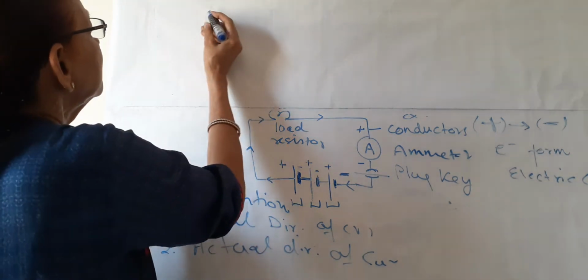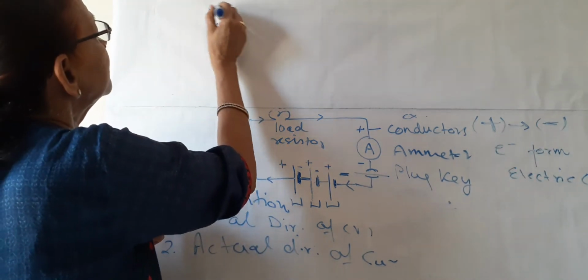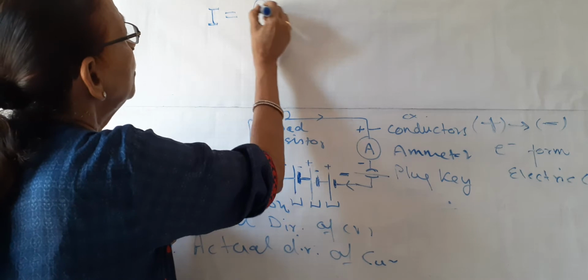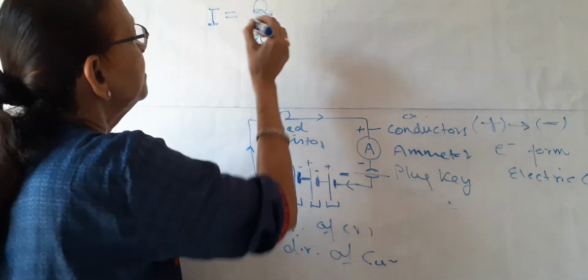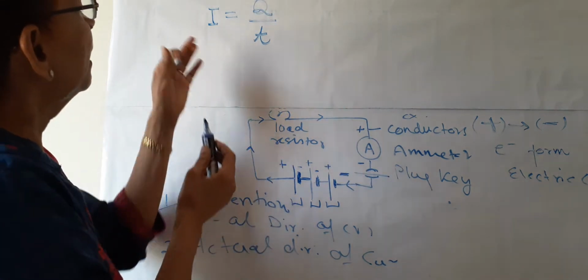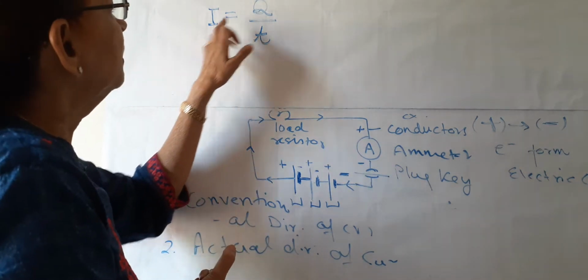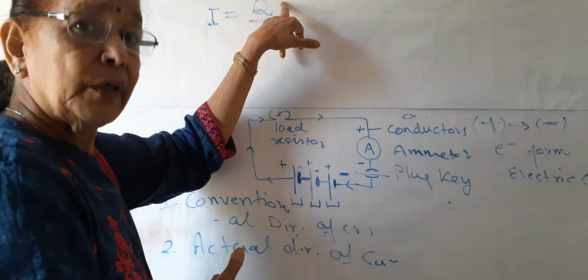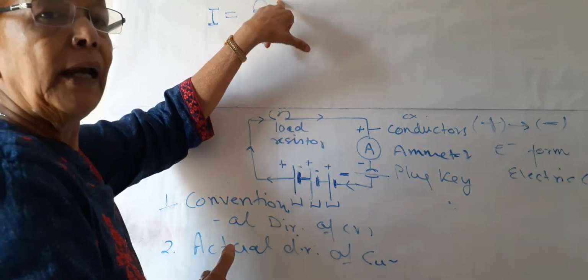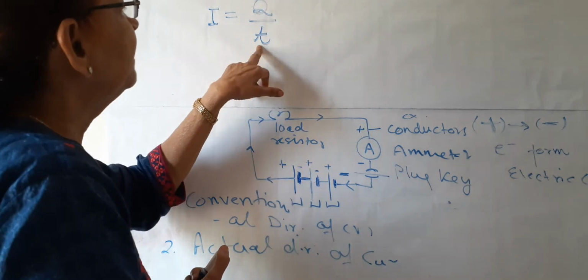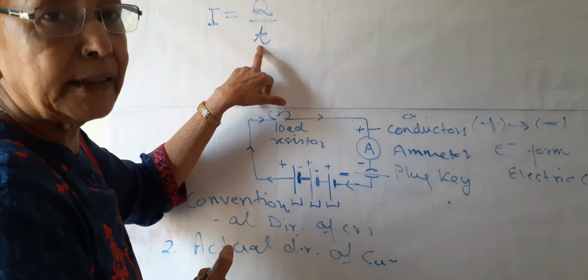So you should write the second formula of electricity. I is equal to Q upon T. What is this I? What is Q? T? All of you know. I is current, electric current. Q is charge, and the unit is coulomb, and T is time in seconds.